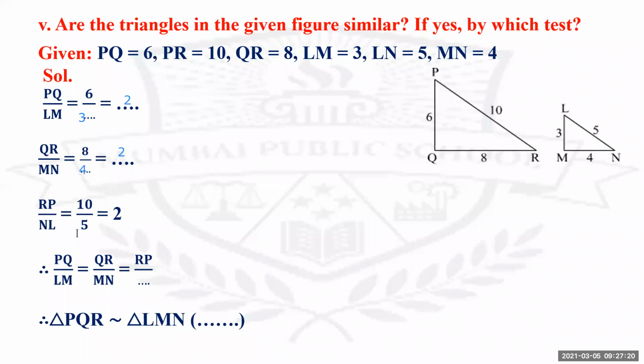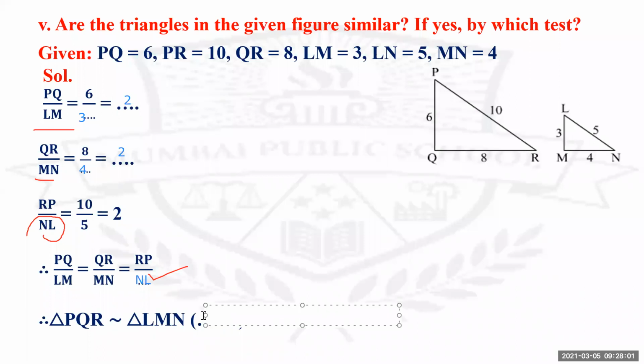So therefore, PQ upon LM equals QR upon MN, equals RP upon what? It's LN. Is this clear to all the students? If you're not getting what to write, just check the ratios here: PQ/LM, QR/MN. So what is below RP? It's NL, so you will write that here. Is this clear?